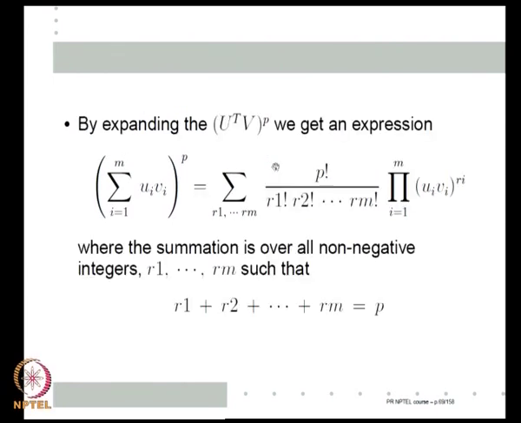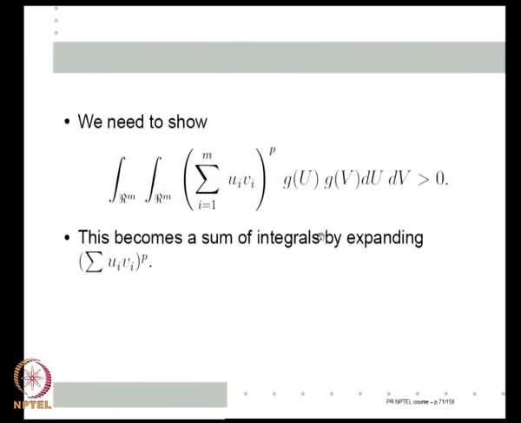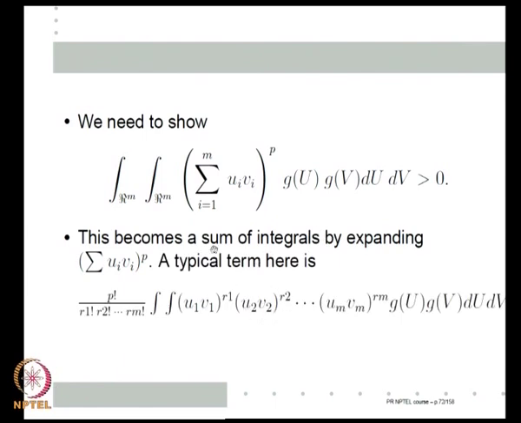What will each integral be? Each integral will contain one of these terms times g(u) g(v) du dv, because this is a sum of these. If the sum is pulled out, each integral will have a term p factorial by r1 factorial r2 factorial ... rm factorial, (u1 v1) to the power r1, (u2 v2) to the power r2, ... (um vm) to the power rm, g(u) g(v) du dv. Now, you see what do I have here? u1 to the power r1, u2 to the power r2, ... um to the power rm, g(u) can come out of the v integral. What is left is v1 to the power r1, v2 to the power r2, ... vm to the power rm. They are the same integral, because u and v are of course dummy variables of integration. So, this is nothing but the integral of u1 to the power r1, u2 to the power r2, ... um to the power rm, g(u) du, whole square, and hence is always greater than or equal to 0.